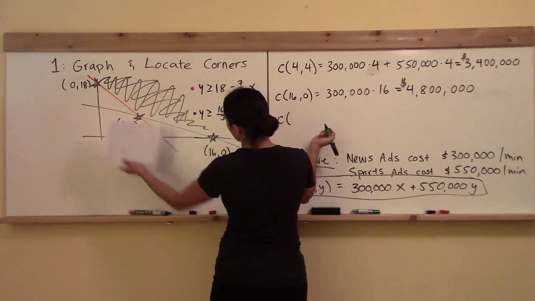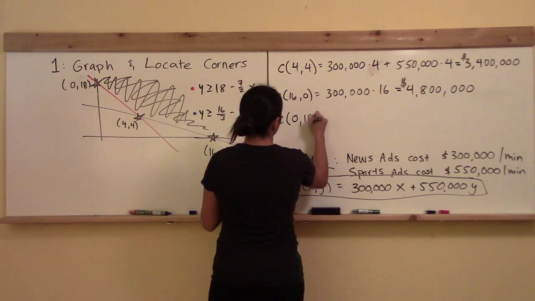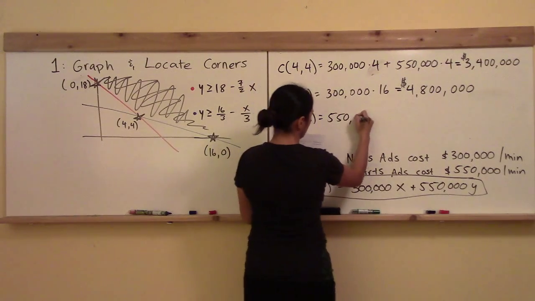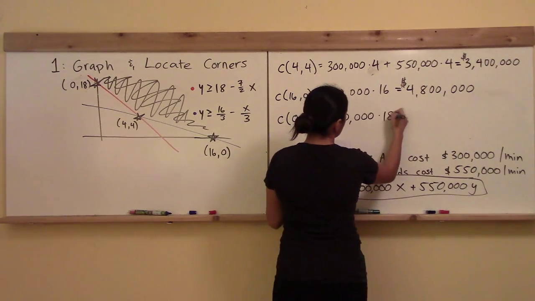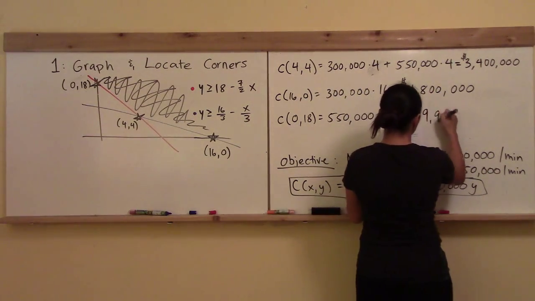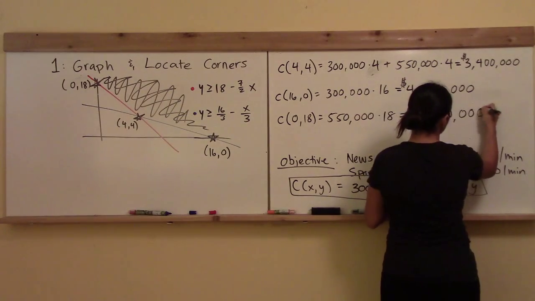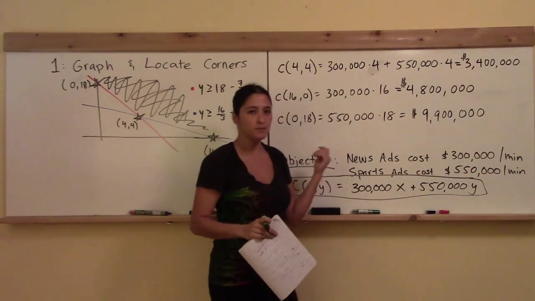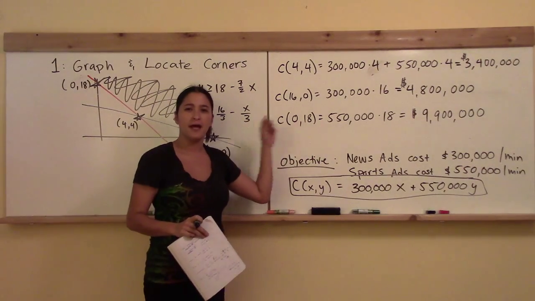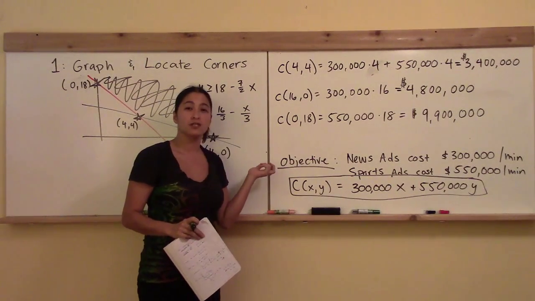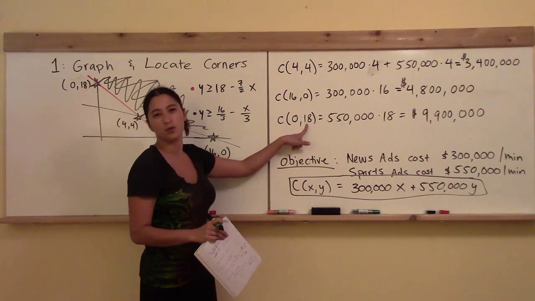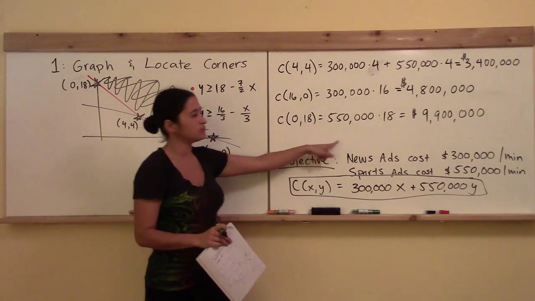I'd rather not do that because I know there's a cheaper option. But my other choice would be (0, 18), and that would be just running sports ads. I'd have to run 18 of those, and you don't even need to type this number out to know that this is going to be really expensive, because the sports ad was the more expensive type of ad. Why would I need to run so many sports ads to reach my goal? Because I wasn't reaching that many women with each sports ad. That's why this number is so high, and why it's not a good choice.